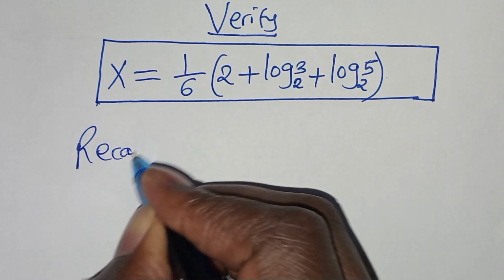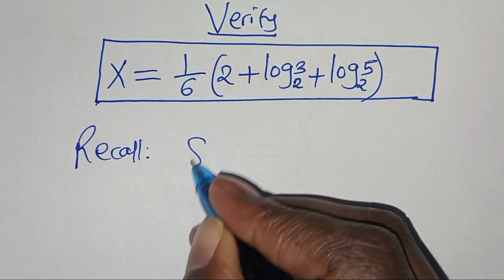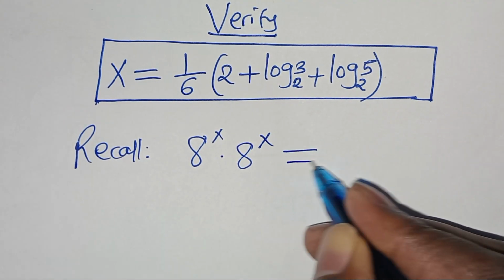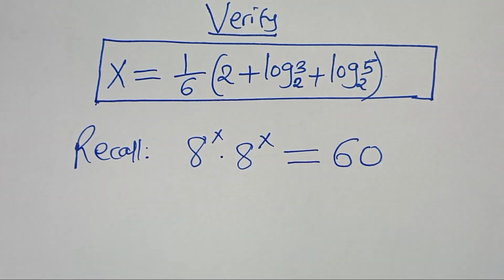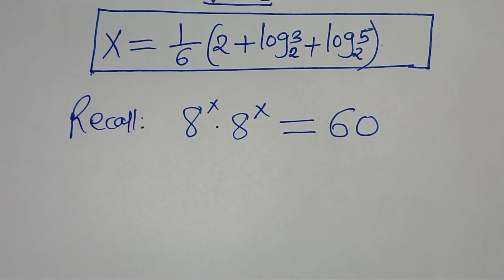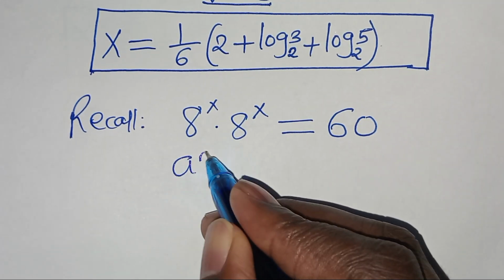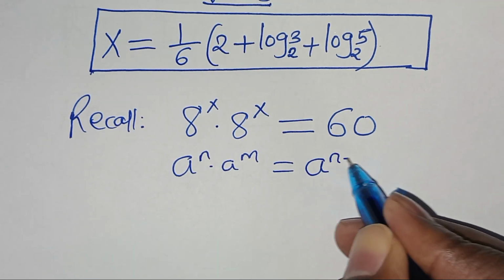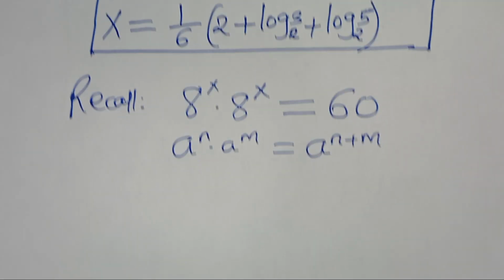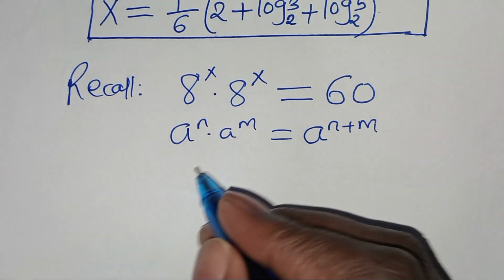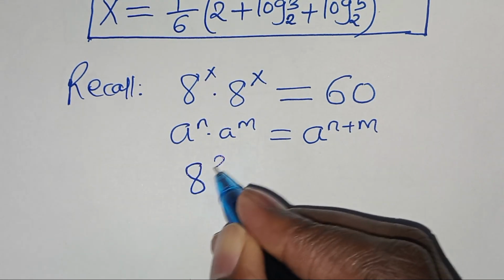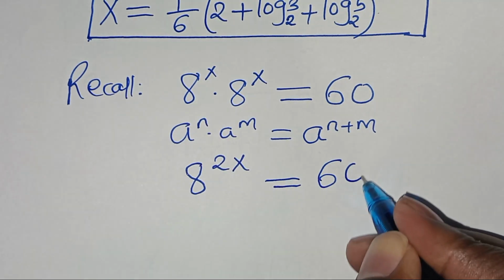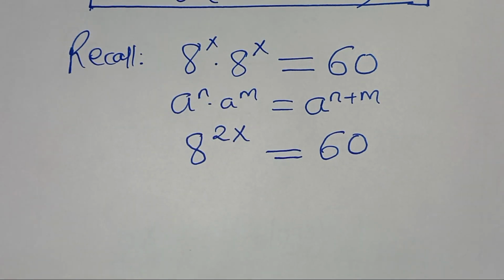If you recall, we ended at 8 to power x times 8 to power x is equal to 60. Now, we see this is in the form of 8 to power n times 8 to power m, which we can express as 8 to power n plus m. Applying this exponent property, this is the same thing as 8 to power 2x, which is equal to 60. Let's substitute the value of x here.